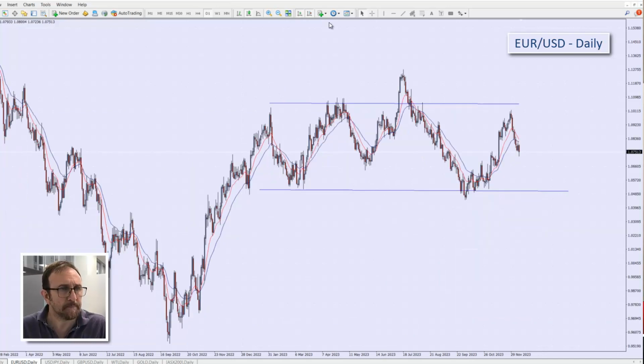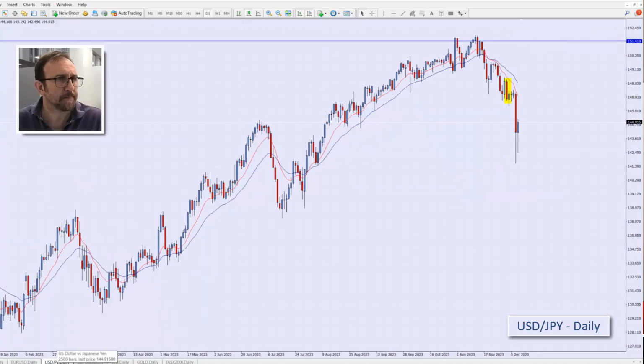Look, let's just stick with that. I just thought I saw something, but no, let's just stick with that. Let's move along. Let's have a look at the US yen.